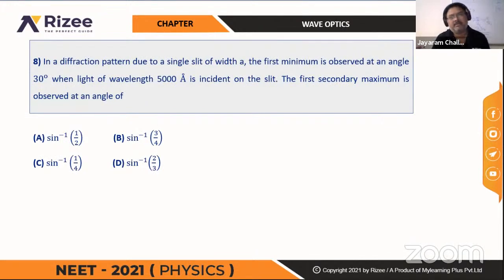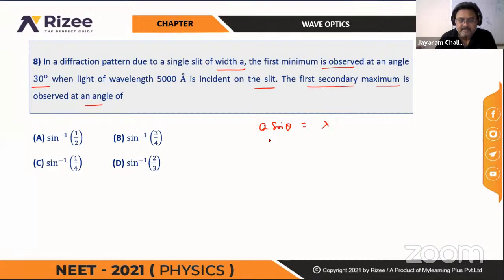In a diffraction pattern due to a single slit of width A, the first minimum is observed at an angle of 30 degrees when light of wavelength 5000 angstroms is incident on the slit. At which angle will the first secondary maximum be? According to the diffraction pattern, slit width A sine theta is equal to lambda. So the initial angle is 30 degrees. In the sense, A into sine 30 is equal to lambda, or from here A is equal to 2 lambda. So we have got the width of the slit.